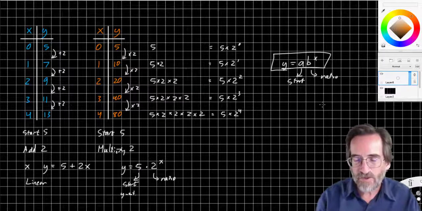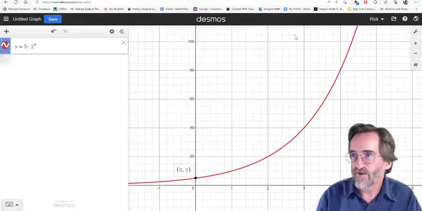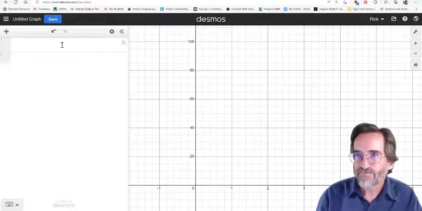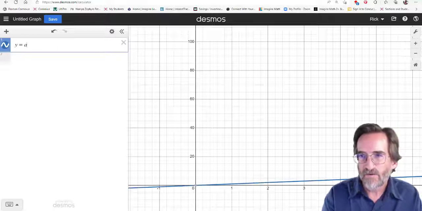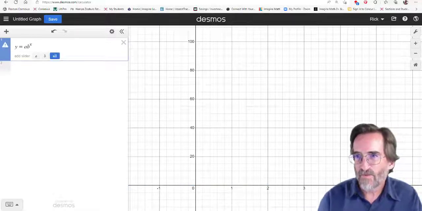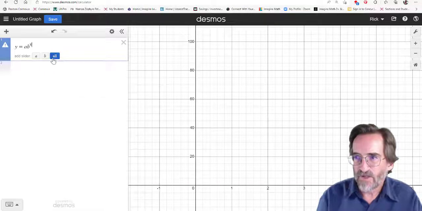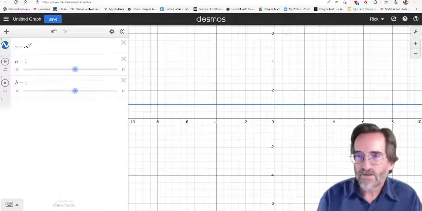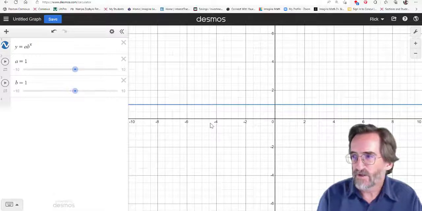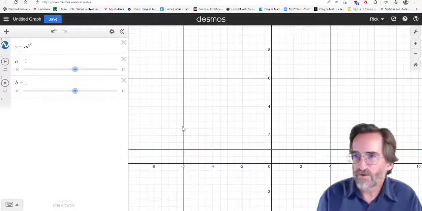Now I want you to notice something here. I'm going to play around with some values here in Desmos. Okay, so I'm going to say y equals a, b to the x, okay? And I'm going to add sliders for a and b. And we're going to go back to the standard scale here, and let's move things down a little bit here.